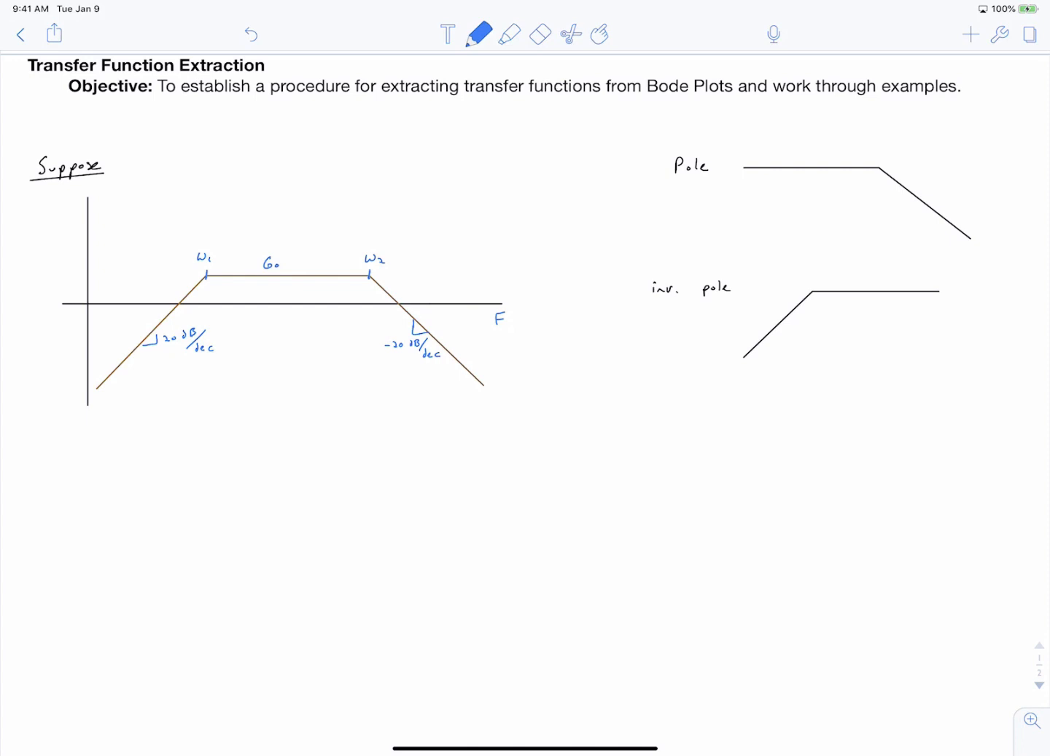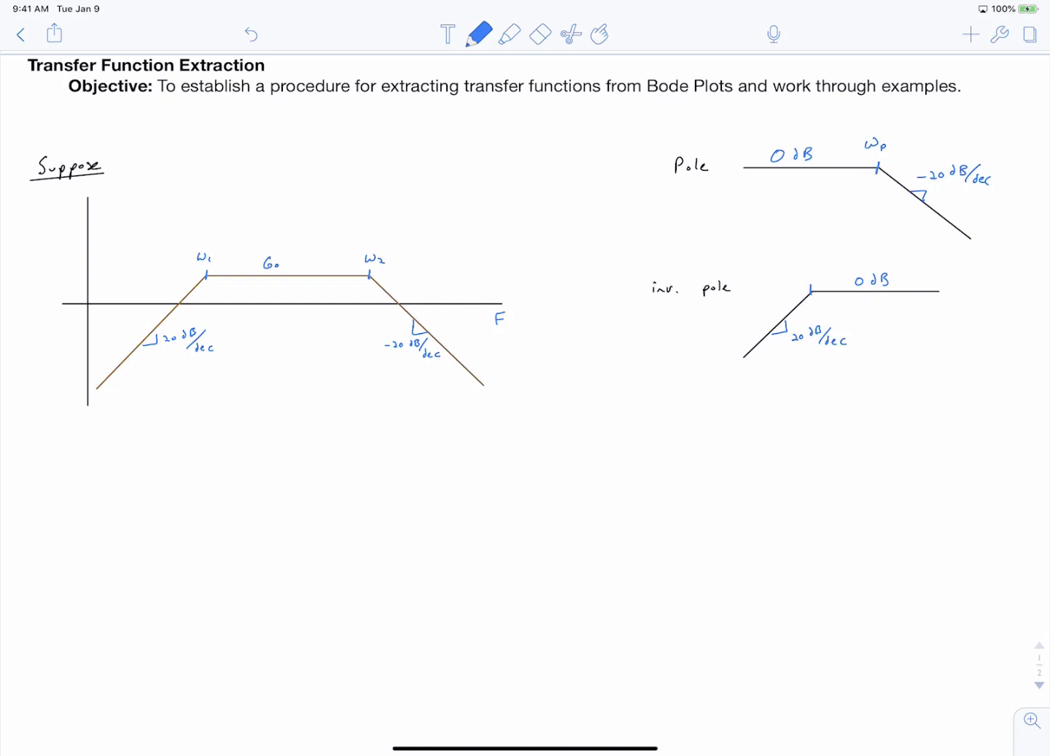A regular pole starts at 0 decibels, and then at the pole frequency, it begins to slope down by -20 decibels per decade. An inverted pole starts by sloping upwards at 20 decibels per decade, and then at the pole frequency, it becomes equal to 0 decibels. The key details here are that a pole always starts at 0 decibels, and as frequency goes to infinity, it goes to 0 gain.